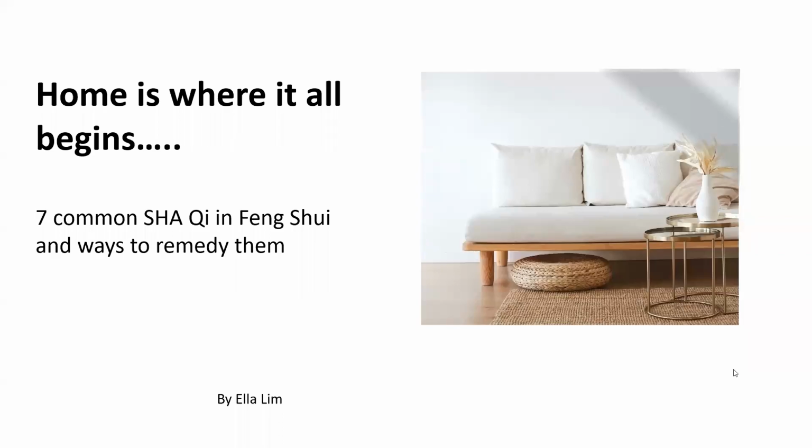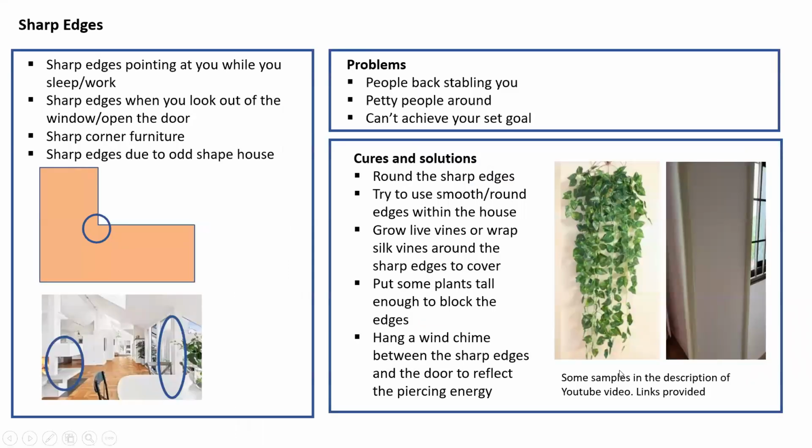Hi everyone. Today in this video, I'm going to share with you 7 common SHA Qi in Feng Shui that appear at home, and of course how you could go about curing or remedying them. I'll start off with the very first SHA Qi, which is the sharp edges.